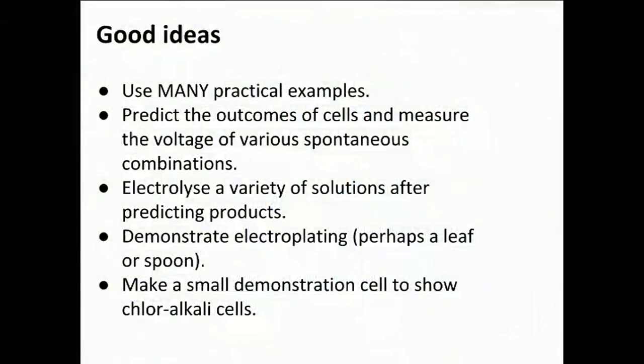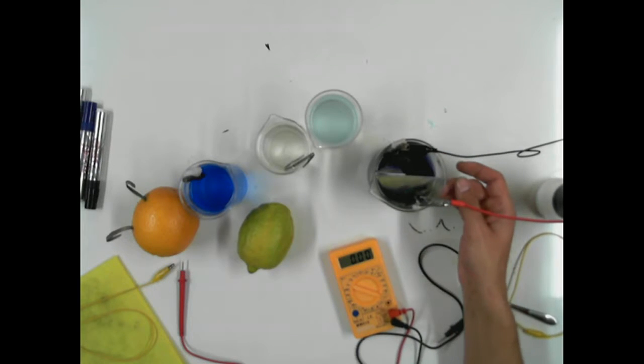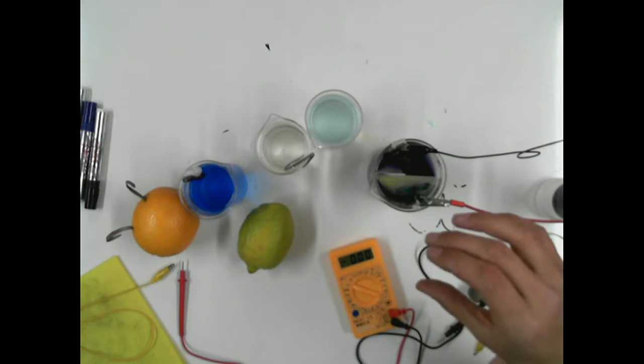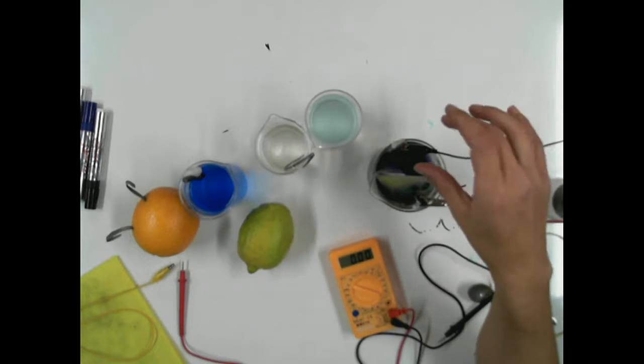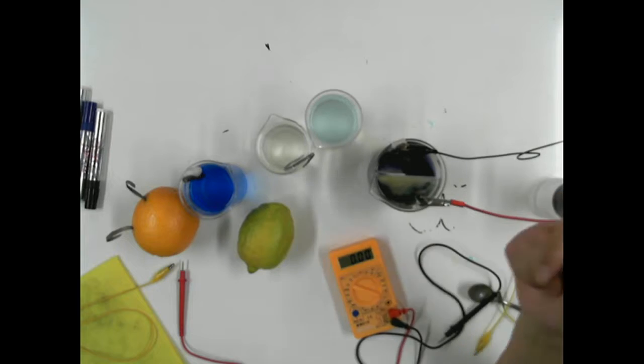And last one, make a small demonstration cell to show chlor-alkali levels. The chlor-alkali cells. The one that we've got here with the indicators, I've chosen universal indicator to show the two different sides. One is alkaline, one is acidic. It actually demonstrates, and it's a physical way of seeing that I produce chlorine at the one and alkali at the other, and obviously the name chlor-alkali then becomes far more obvious.